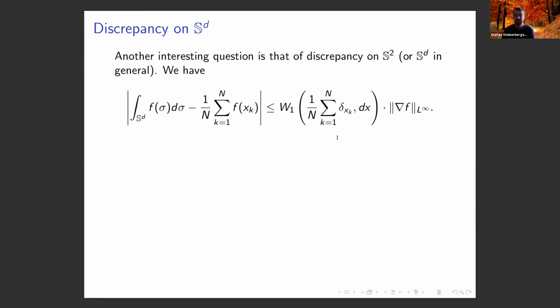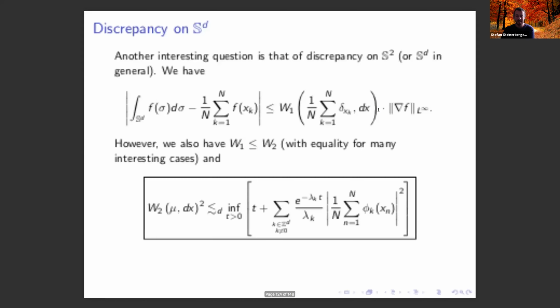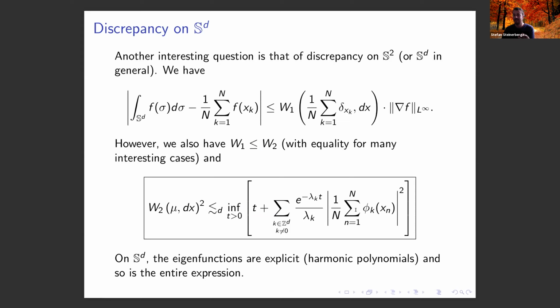Okay, so this discrepancy. What we have on the sphere, right, is we always have this Kantorovich-Rubinstein duality, the Cauchy-Schwarz type inequality for Wasserstein. So in particular, we also have W1 is less than W2. So we can bound this from above by W2, and then we can use all our estimates, in particular on the sphere. And on the sphere, this becomes explicit because we know the eigenfunctions on the sphere.